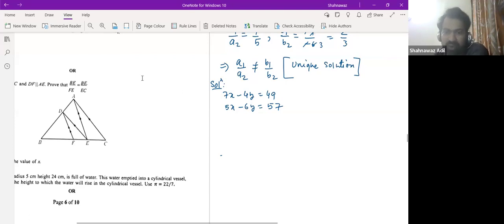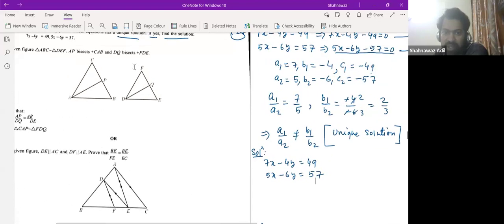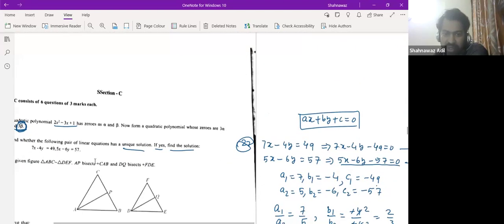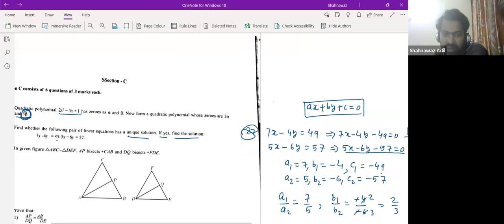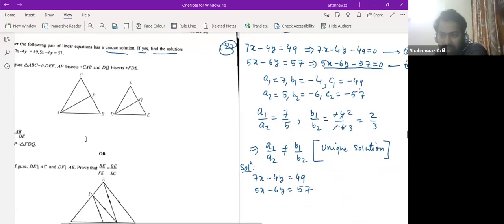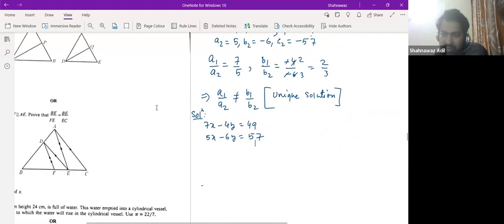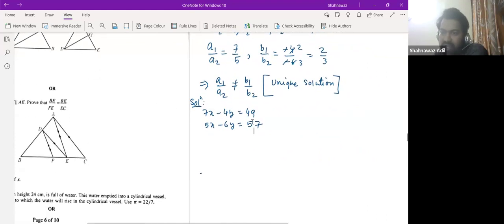Why in this paper did they give this 49? So this is a very bad question, because why would they give you 49 and 57 in the first place? They should give some simpler numbers, right? This is solvable by elimination method and by substitution method as well. But these are big numbers and it will take a lot of time, right? That's why I said it was quite hard.